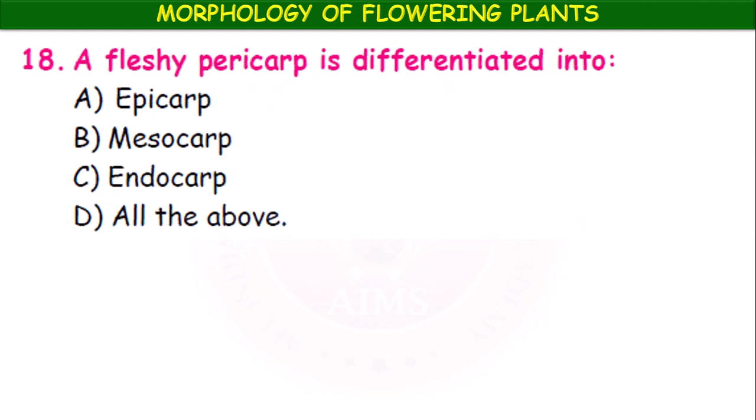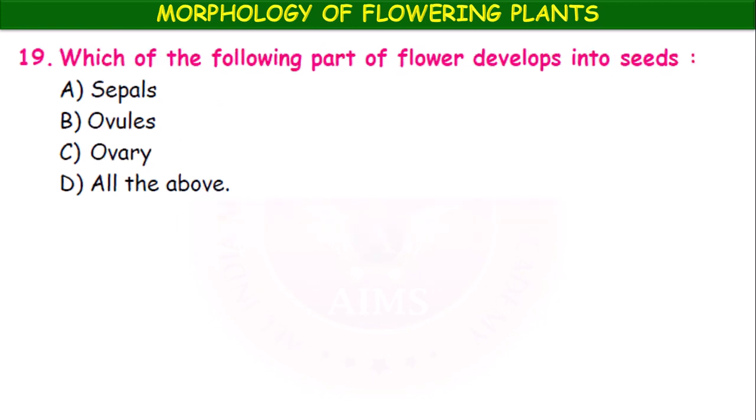The fleshy pericarp is differentiated into epicarp, mesocarp, endocarp. We have discussed this at the time of the structure of fruit: all of the above. Next, which of the following parts of the flower develops into seeds? Post fertilization changes: after fertilization, the ovary is converted into fruit and the ovules are converted into seeds. Options: sepals, ovules, ovary, all the above. The answer is ovules.